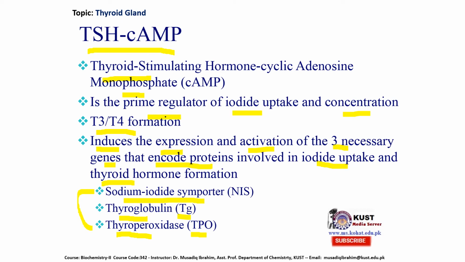Now these three proteins are being induced by the TSH cyclic AMP, and as a result of induced stimulation there is more iodide uptake as well as more thyroid hormone formation taking place within the thyroid gland. So that is the basic function of the TSH cyclic AMP.